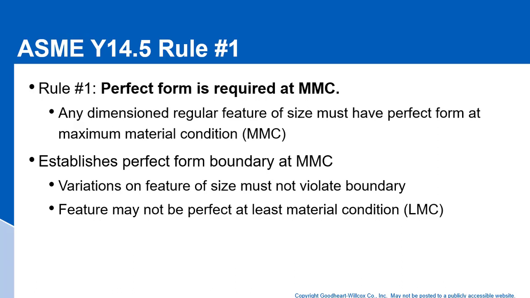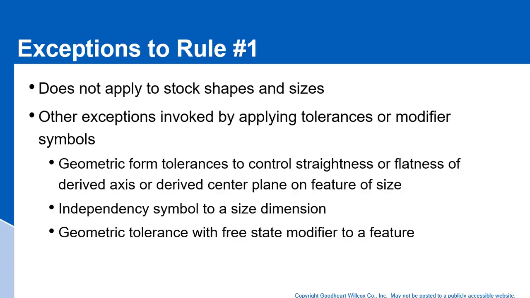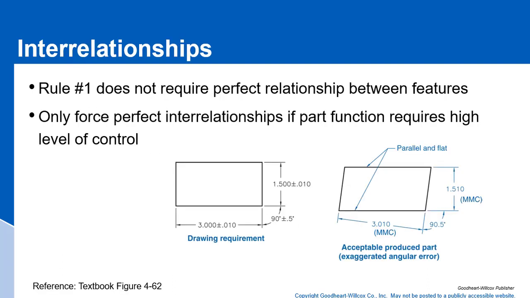Okay, so let's talk about a couple exceptions to rule 1. Rule 1 does not necessarily apply to stock shapes and sizes. Other exceptions may be invoked by applying tolerances or modifiers. So geometric form tolerances to control straightness or flatness of the derived center. Okay, that's the other way to do it. Independency symbol to a size dimension, and geometric tolerances with a free state modifier. Let's talk about those.